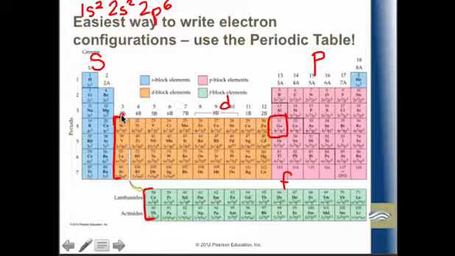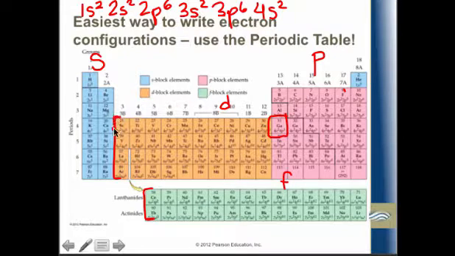And now I'm going into the third row, and first thing I hit is 3s. Full, come across, 3p's would fill next. I would have 6. You see where I'm getting 6? 1, 2, 3, 4, 5, 6. And then I drop down a row and fill the 4s, and I'd have 2 electrons.